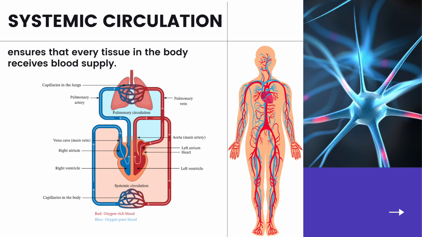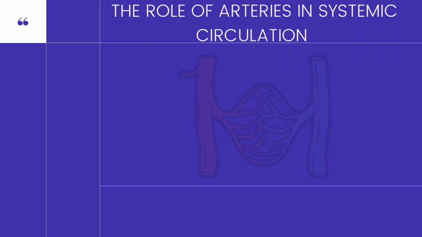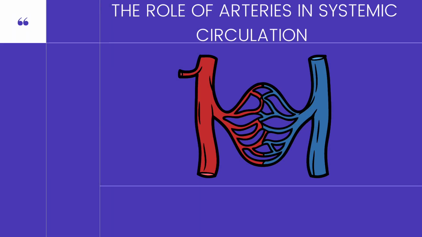a network of veins. The arterial system is responsible for transporting oxygen-rich blood away from the heart and towards the rest of the body. They play an important part in the process of delivering oxygen, nutrients, and hormones to the body, all of which are essential for the body to be able to function properly. The roles of arteries in systemic circulation.